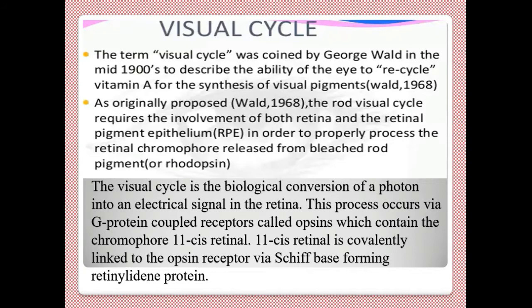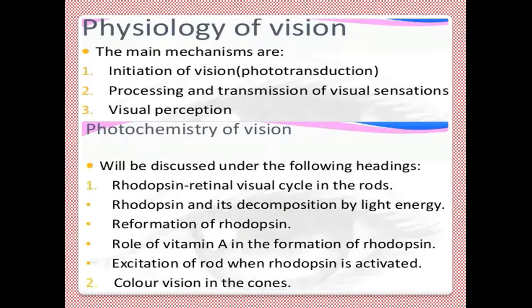So coming to the physiology of this visual cycle, there are 3 main mechanisms. First step is phototransduction. One form of energy is converted to another form, that is called transduction. Initiation of vision starts there. Second is processing and transmission of these visual sensations to the brain center. Third one, visual perception, that happens in the vision center of the brain.